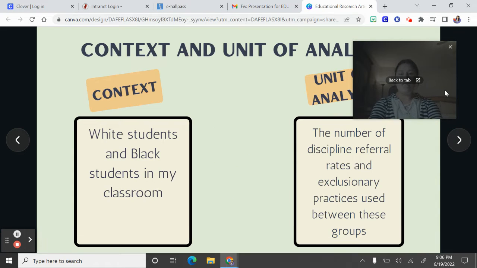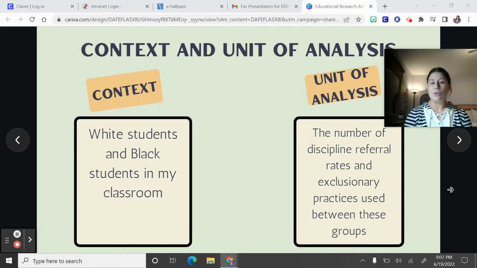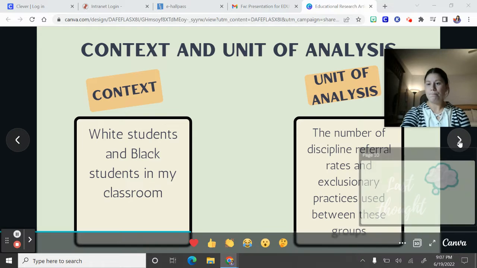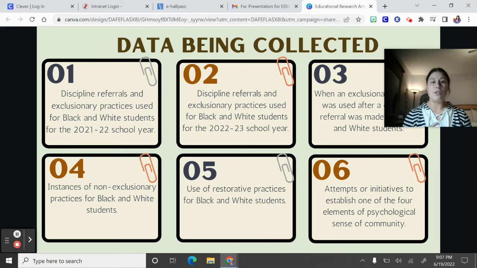All right, my context and unit of analysis. My contexts are white and Black students within my classroom. The unit of analysis would be the number of discipline referral rates and exclusionary practices used between these groups. There are six different types of data being collected in this research study. I'm going to start with number one: discipline referrals and exclusionary practices used for Black and white students for the 2021-22 school year. That would have been this school year that just wrapped up.